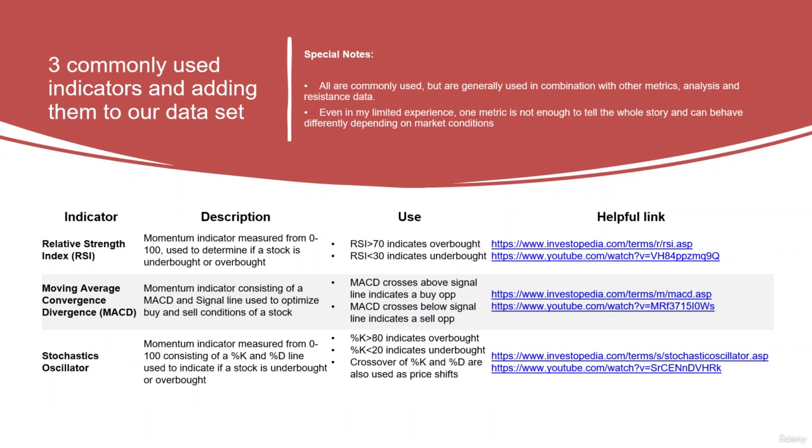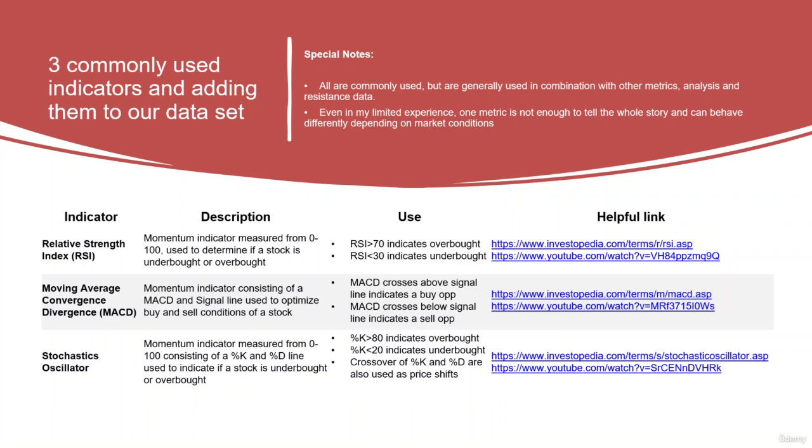So today I'm going to choose a few of the most commonly used ones. I'm going to give you a small description of what they are, but if you want to learn more about them, I suggest you utilize the links I found here, do some Google searching, and look up what those metrics can do for you and how they can help you analyze trading patterns. The three that we've chosen for this course are the Relative Strength Index, the RSI, the Moving Average Convergence Divergence, or the MACD, and lastly the Stochastics Oscillator.